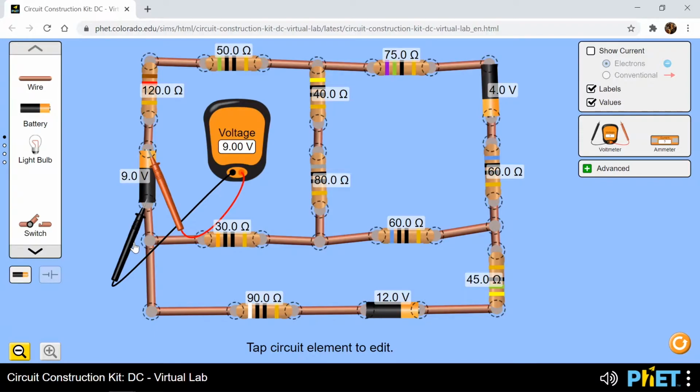And then I can record the voltage reading as displayed on the voltmeter. Now this is giving me a reading of 9 volts, which makes sense because this is a 9-volt battery. And you'll want to repeat that measurement for all 3 batteries in your circuit.